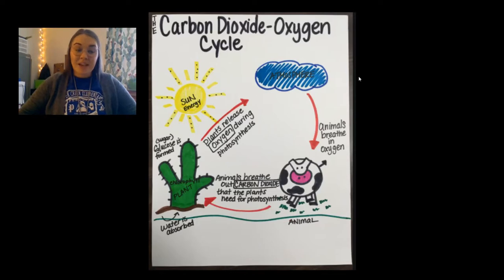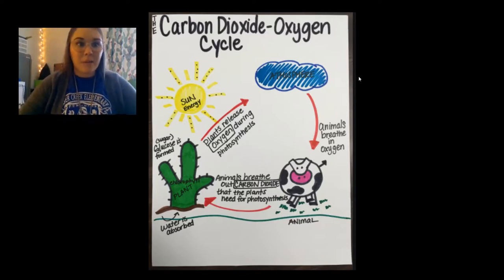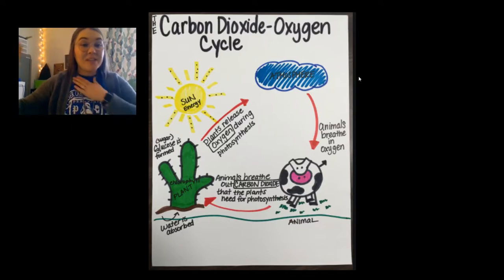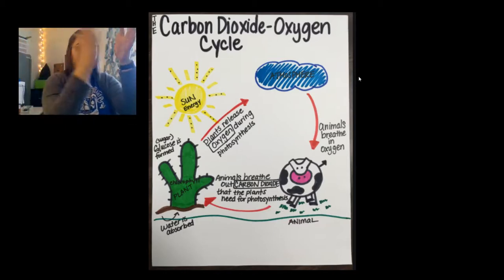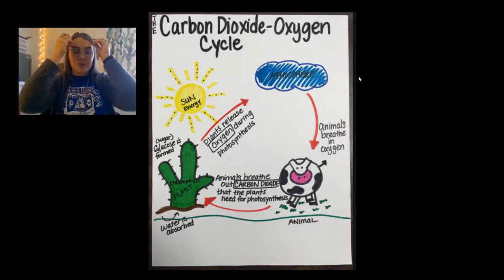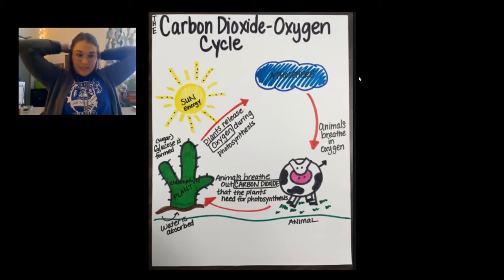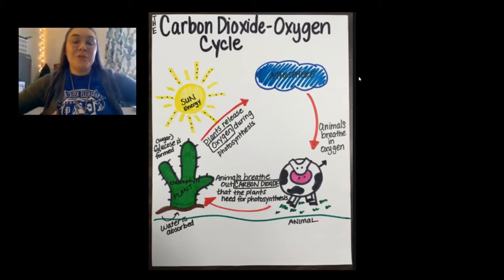All right, so today for your assignment, I already showed it to you, and it has arrows, it has lines, and it has little animals. So you start with the animal and tell me, what does the animal do? Lets out carbon dioxide. And then the plant takes in the carbon dioxide. Then the plant, it's actually a tree. The tree creates the oxygen and the animal breathes in the oxygen. So I want you to label your carbon dioxide oxygen cycle paper, and I want you to turn it in.